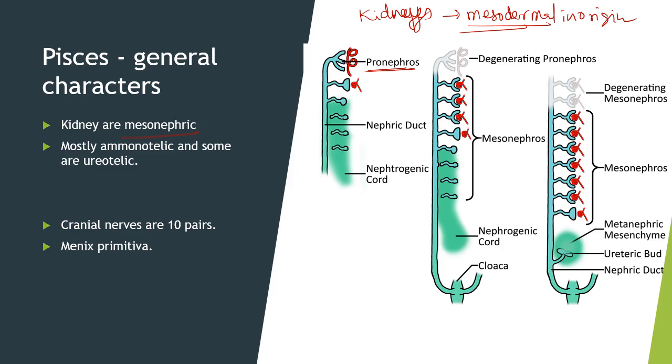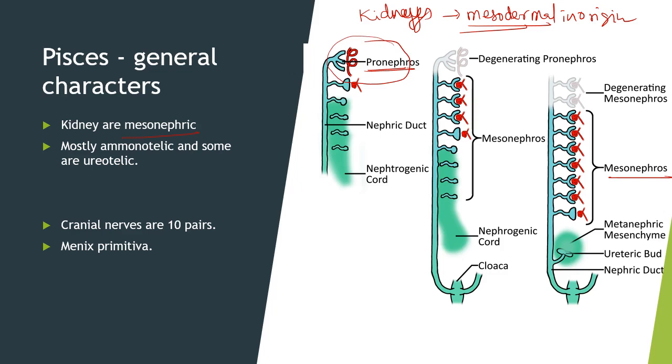When mesonephros is degenerating, the metanephric kidney is developing. In human beings, metanephric kidney is present, whereas in fishes and amphibians we will see this kind of mesonephric kidney. So in an embryonic stage of the fishes, they have pronephric kidney. Later this is replaced with the mesonephric kidney in adult stage.